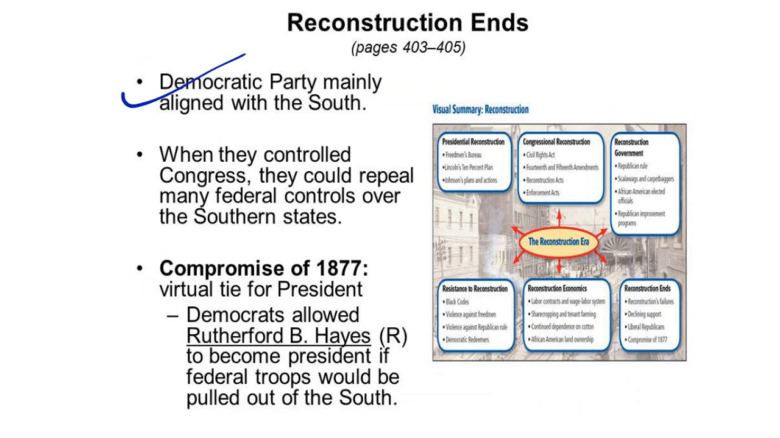The Democratic Party mainly aligned with the South. When they controlled Congress, they could repeal many federal controls over the southern states.